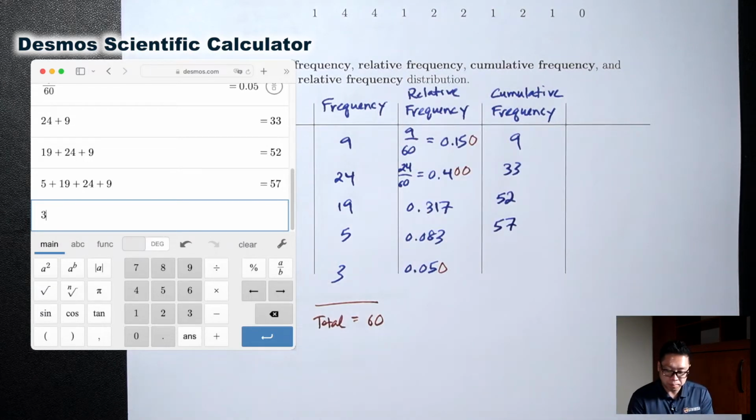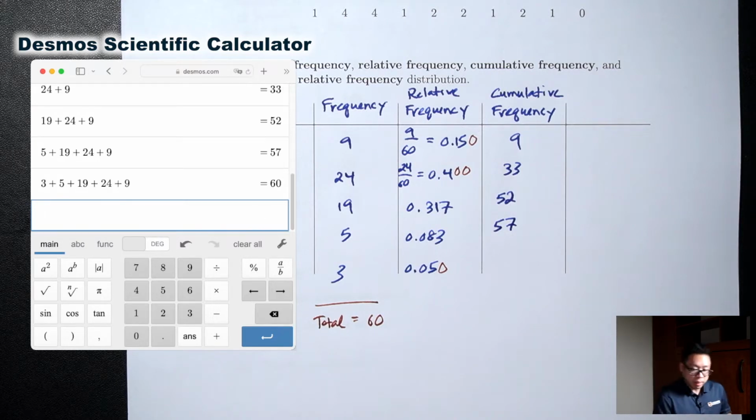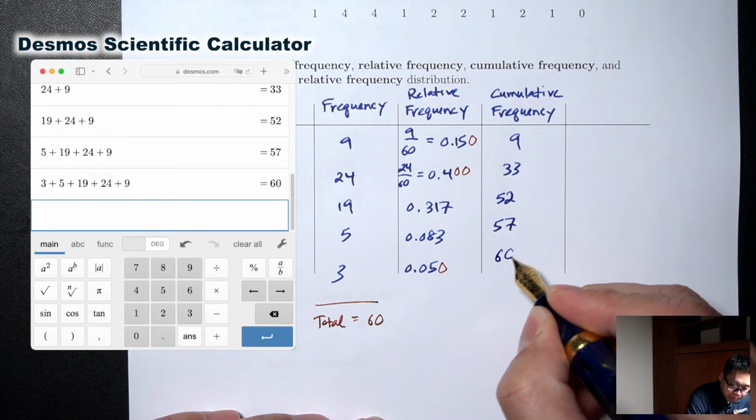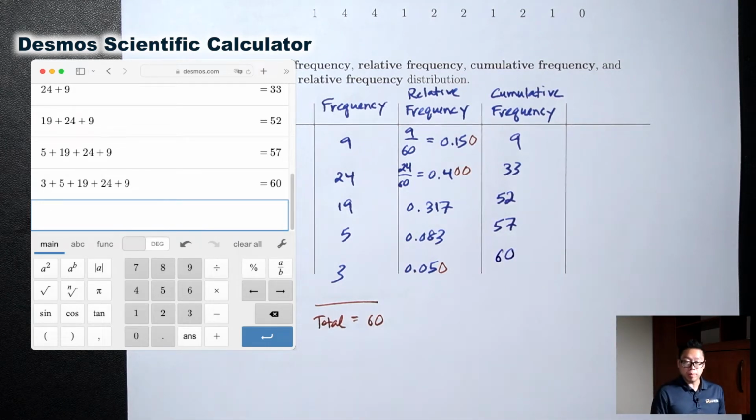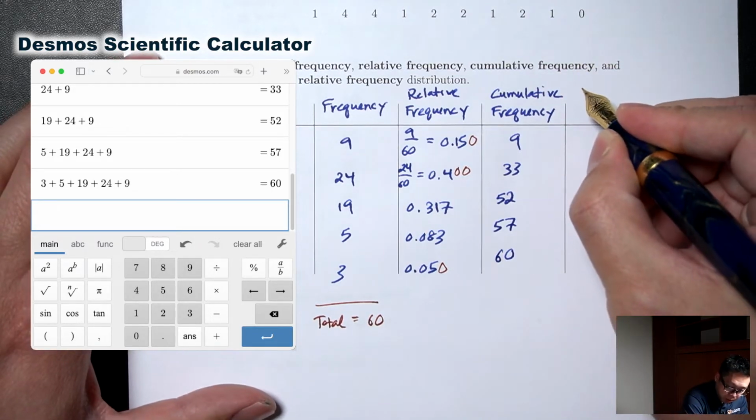I'll do it the long way. 3 plus 5 plus 19 plus 24 plus 9, and you get 60. And that's the cumulative frequency. We'll talk about the interpretation of this a little bit later on. And then finally, we can also talk about the cumulative relative frequency.